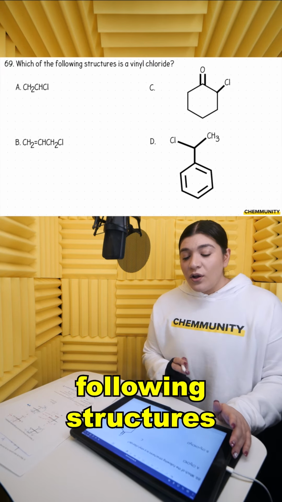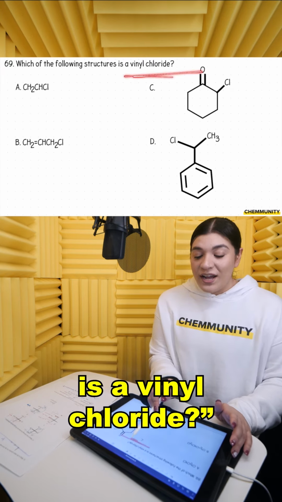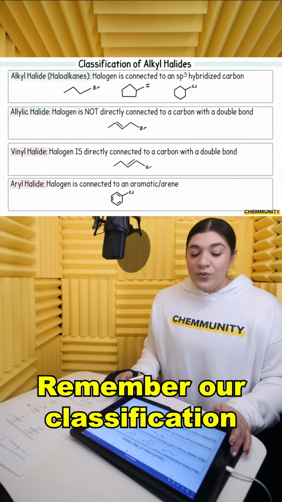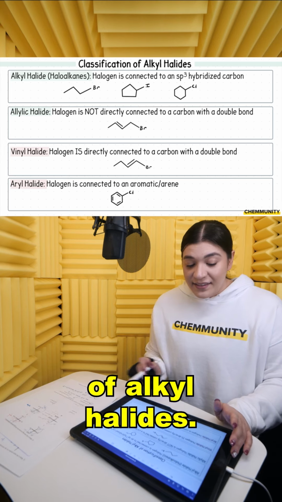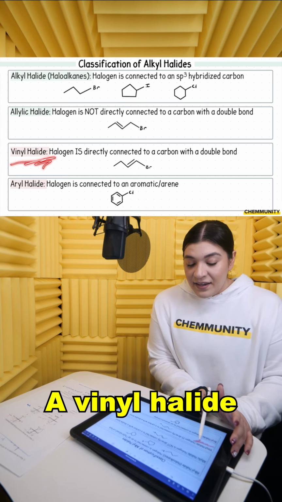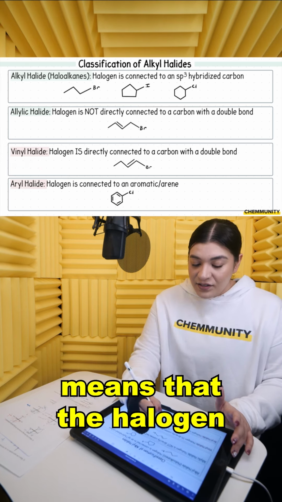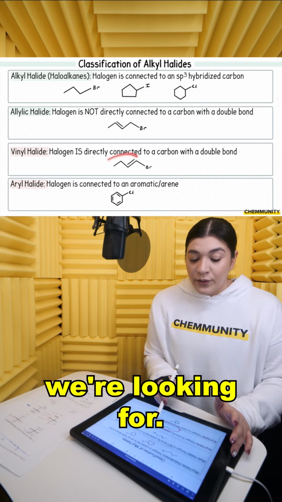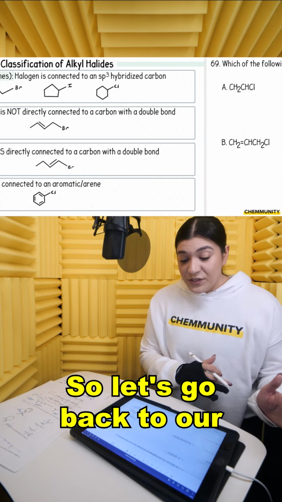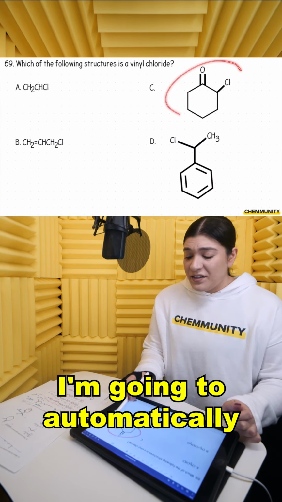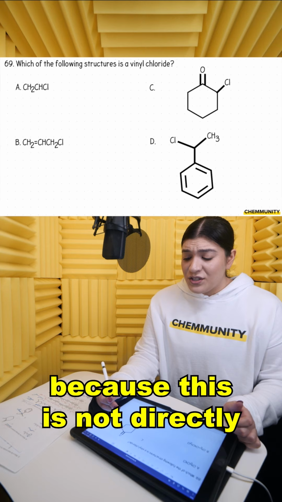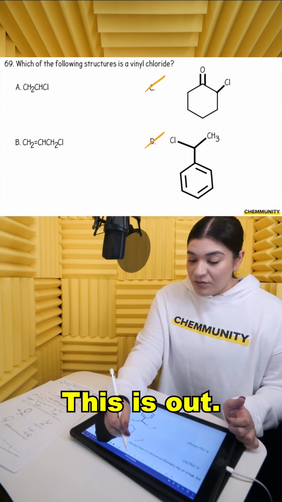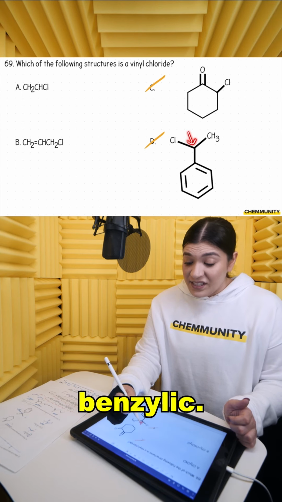69. Which of the following structures is a vinyl chloride? Let's go back to what this means. Remember our classification of alkyl halides? A vinyl halide means that the halogen is directly connected to the double bond. That's what we're looking for. So let's go back to our question. I'm going to automatically rule this out because this is not directly connected to a double bond. Same thing here. This is out. This is actually benzylic.